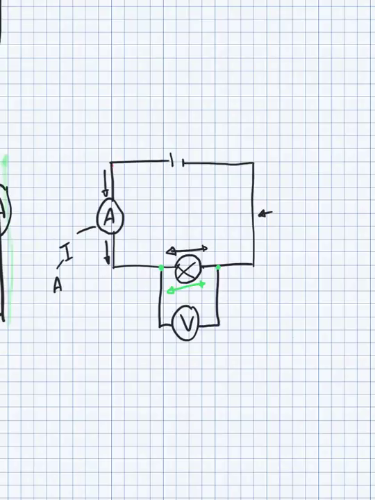So let's take a look at the way that current behaves in a series circuit. Current in a series circuit is the same at every point.